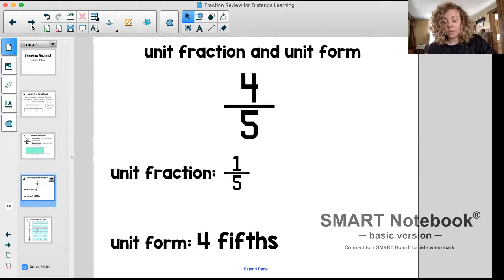We also often talk about and work with unit fractions and unit form. So the example I have up here is 4/5. The unit fraction, when we're talking about fifths, is just 1/5. A unit fraction always has a numerator of 1 because we're just talking about one part. So 4/5, our unit fraction is 1/5. Unit form is different, and sometimes we get those mixed up, so it's important to remember the difference. Unit form is when we write the unit out here, fifths, and then we say how many are selected. So 4/5 in unit form is 4 fifths, written out in words.